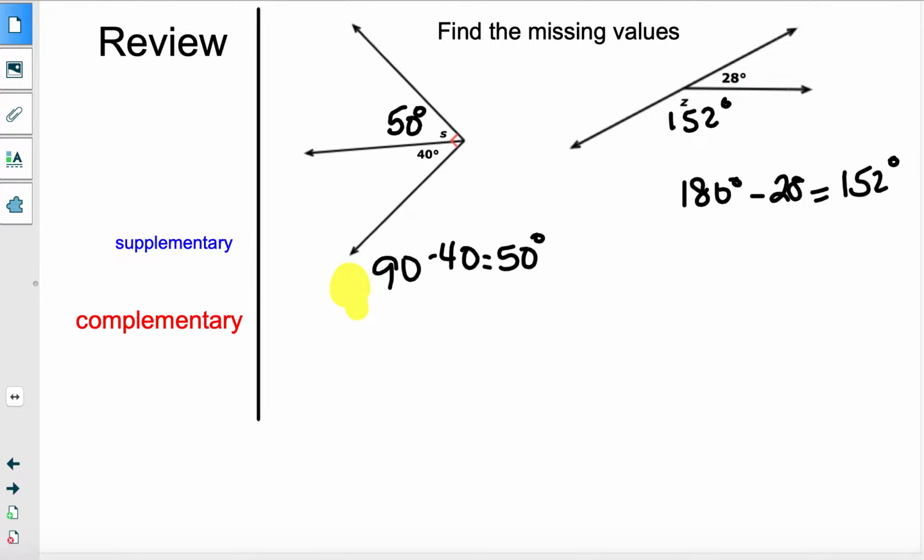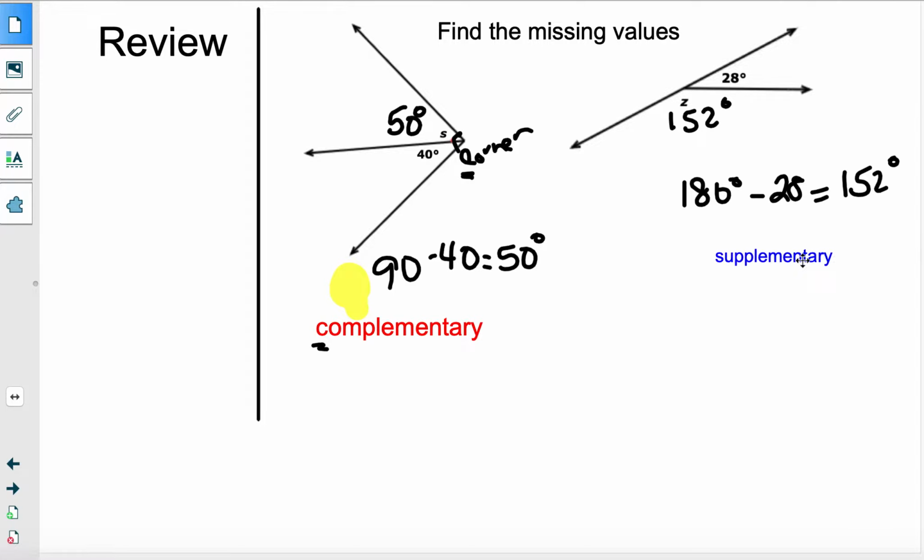Hopefully you were able to tell me that complementary, because they complement, plus this is a corner. So that's a corner to tell me it's 90 degrees, and a corner and C go together. Supplementary then was 180 degrees, and hopefully you're able to tell me that's supplementary. So make sure you have that labeled.